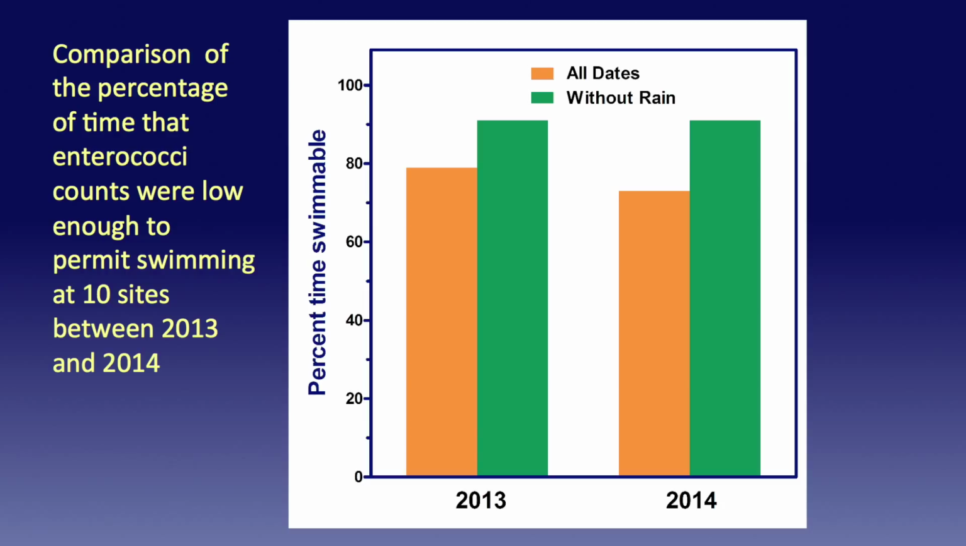Again, the all dates and the without rain dates. So it was a little bit lower here, but that's not a significant difference between 13 and 14. And the without rain dates are basically the same. So I think we would say that the effect of stormwater runoff on water quality for swimming purposes was about the same between last year and this year.